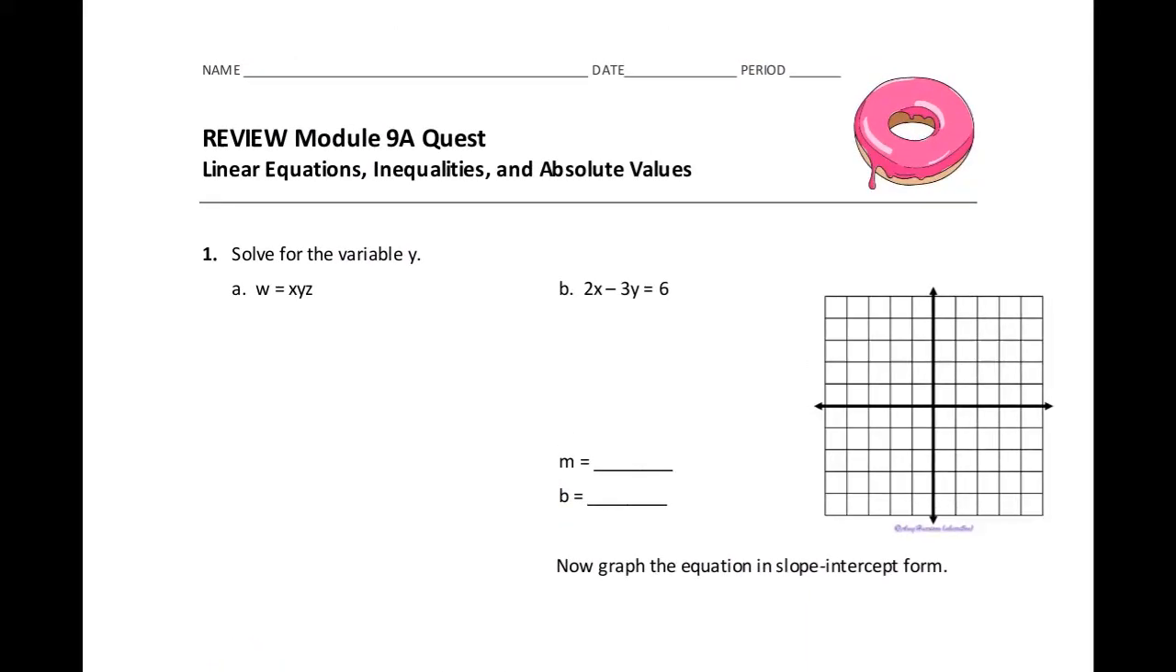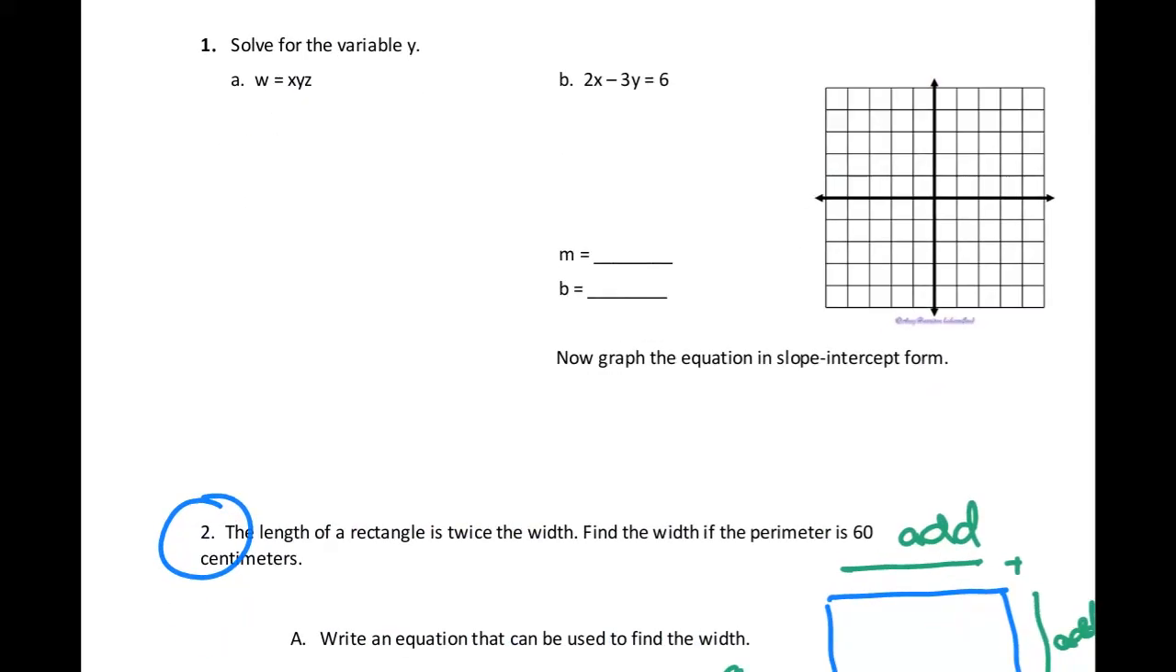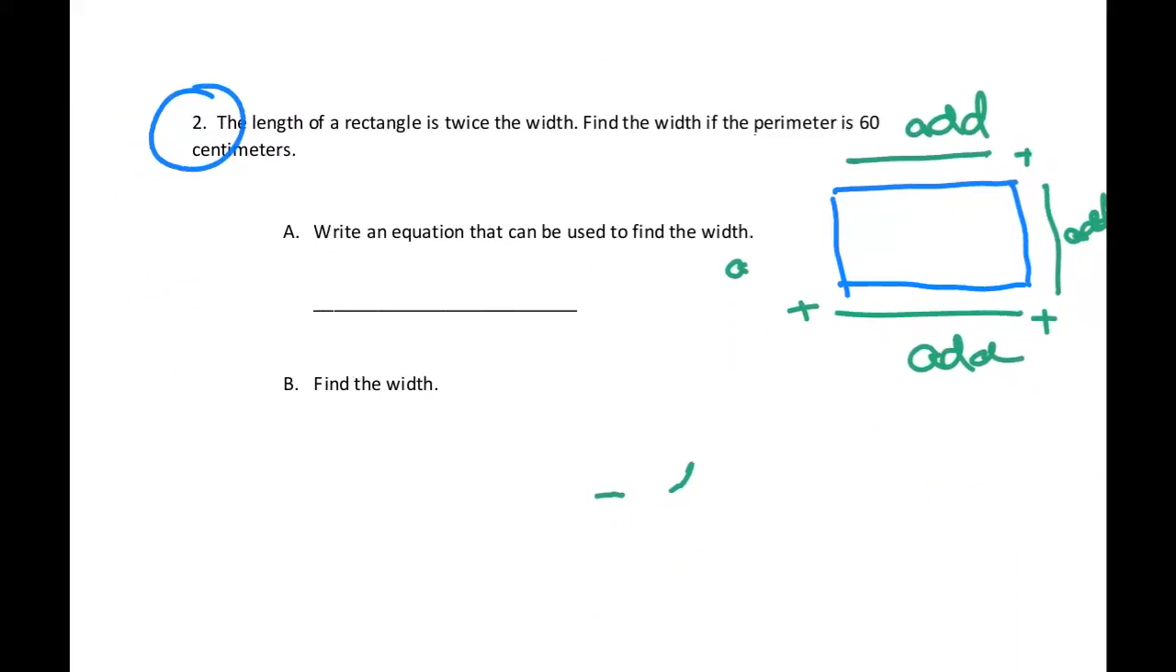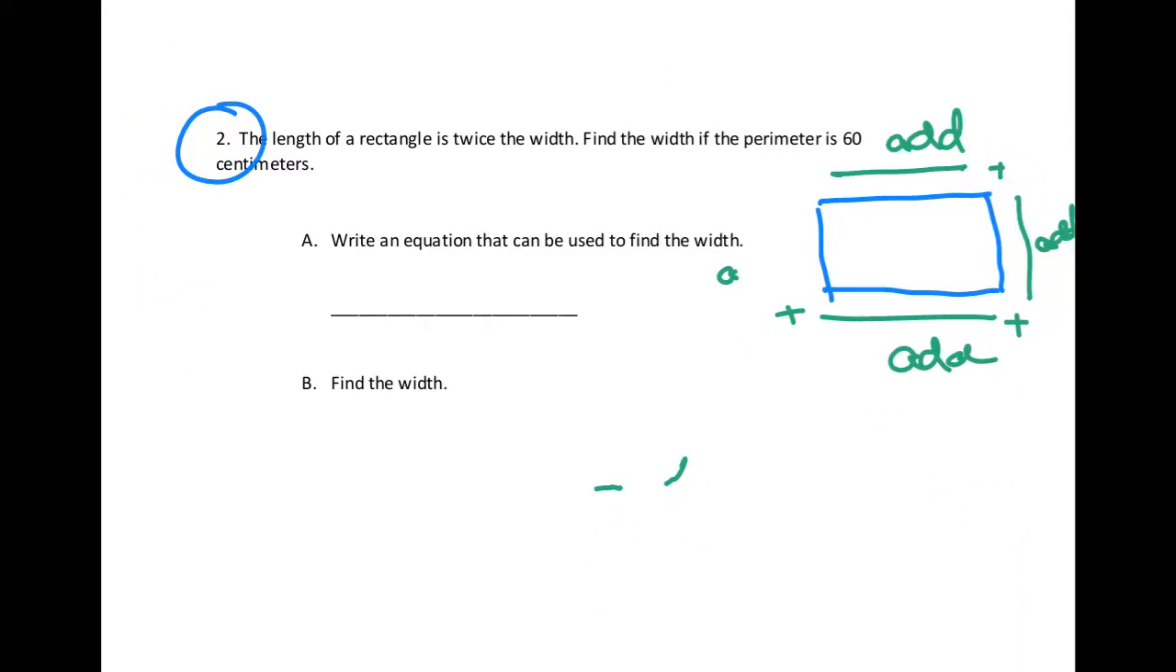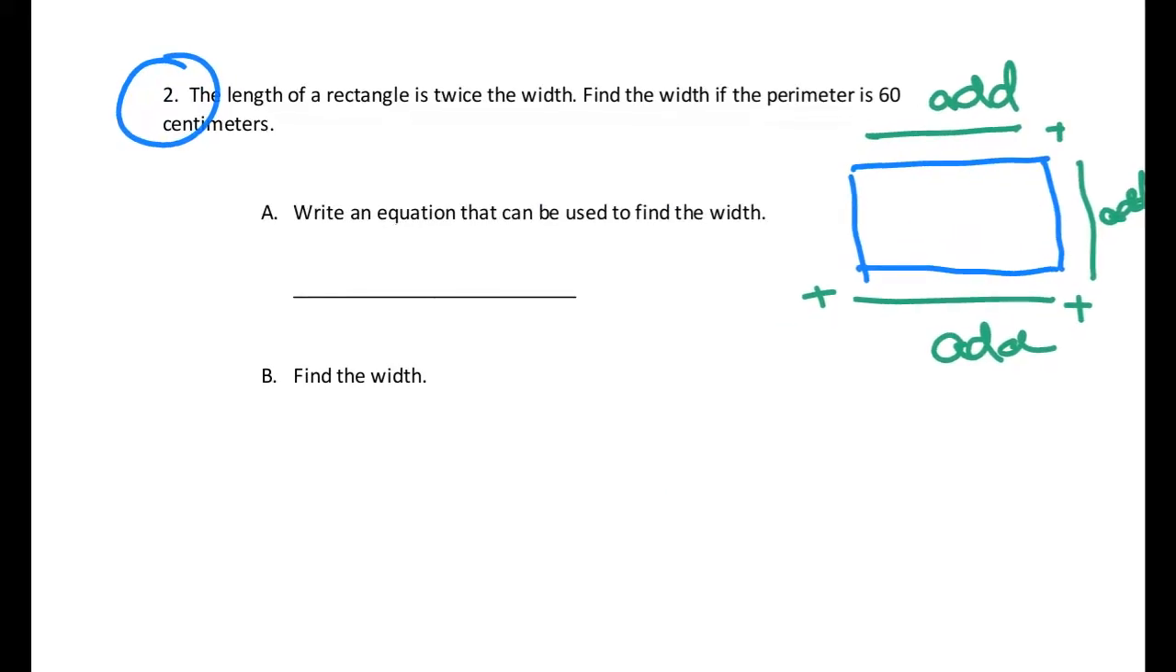All right, so what problems do you have questions on, if any? Which one? Number 2. Yes. Okay, so this one is a little more challenging, I think, maybe because of the word perimeter, or how some of the wording is. But yeah, let's take a look at number 2.